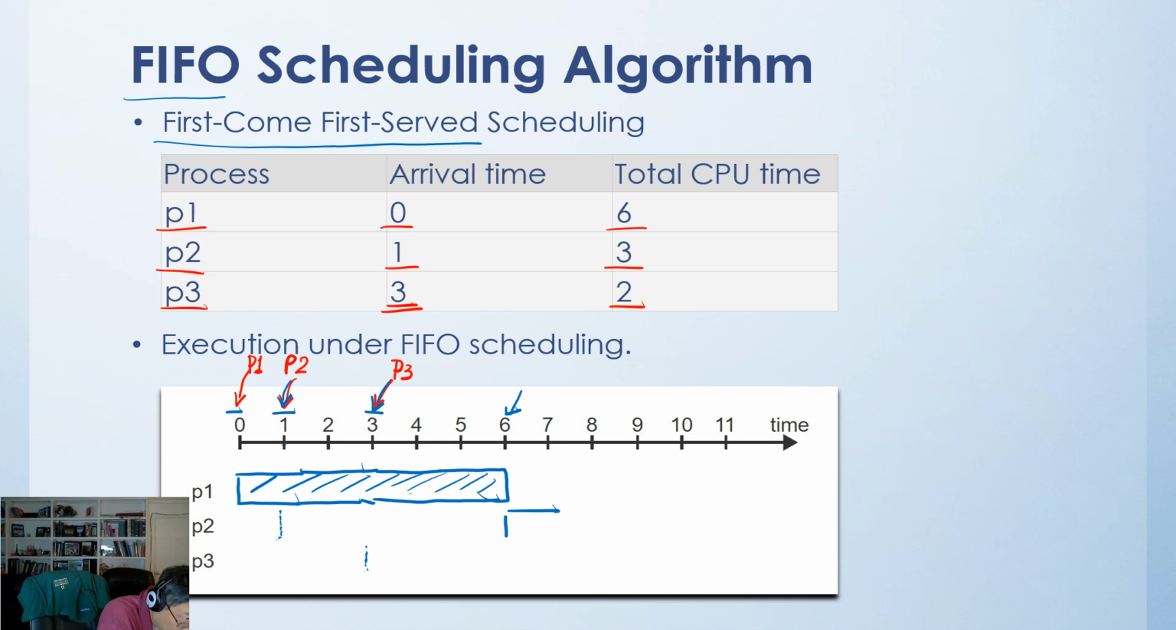Process 2 is going to run for 3 time units, and then process 3 gets the CPU and runs. It's pretty simple, because FIFO is not preemptive. Once a process gets the CPU, it continues to run until it terminates itself. Now, many times we have some criteria to measure the behavior of each of the algorithms.